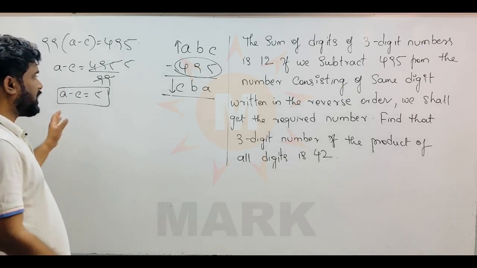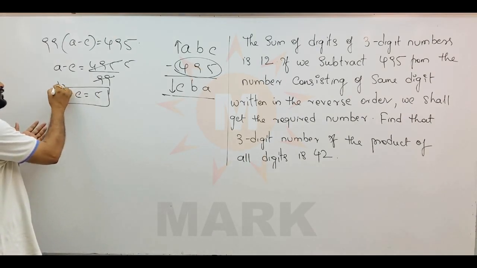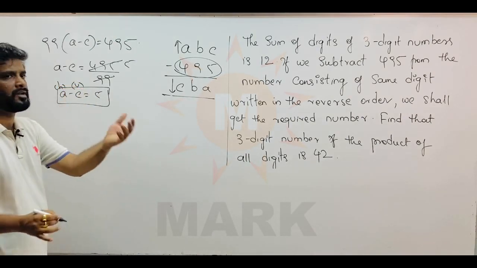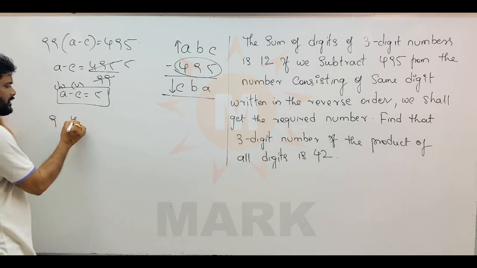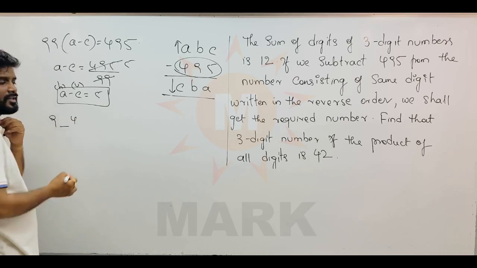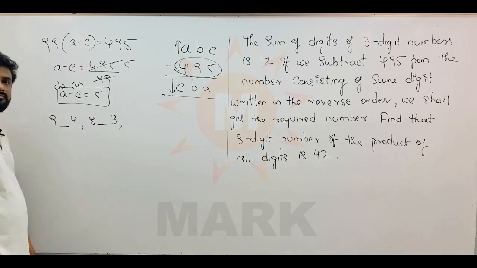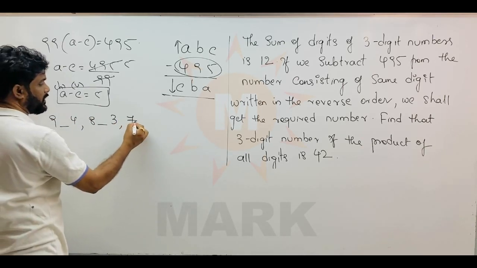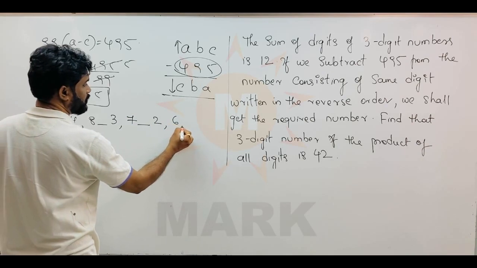Now here, how many combinations are there which can give A minus C? That means A is the hundreds place number, C is the units place number. How many combinations can we get? We will see. The first one, the difference is 9 and 4. This is one combination we can get. Next one is 8 and 3. This is another combination. 7 and 2, that is one more combination. 6 and 1, that is the fourth combination that we can get.